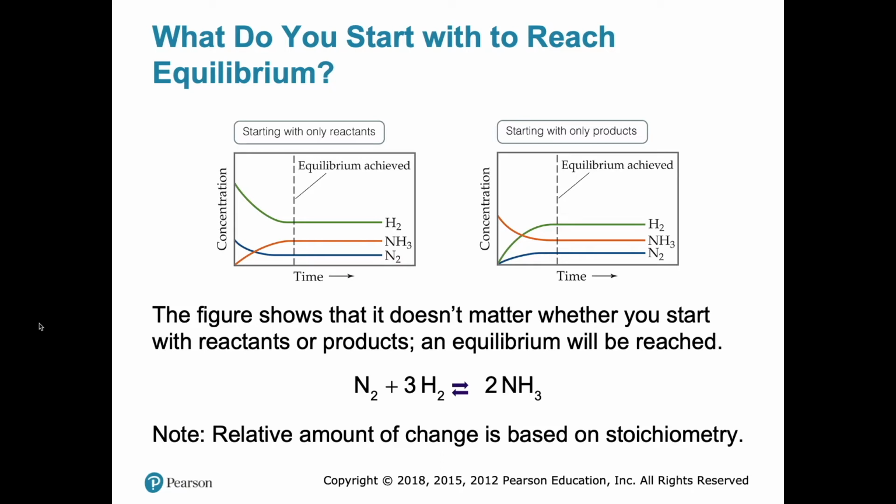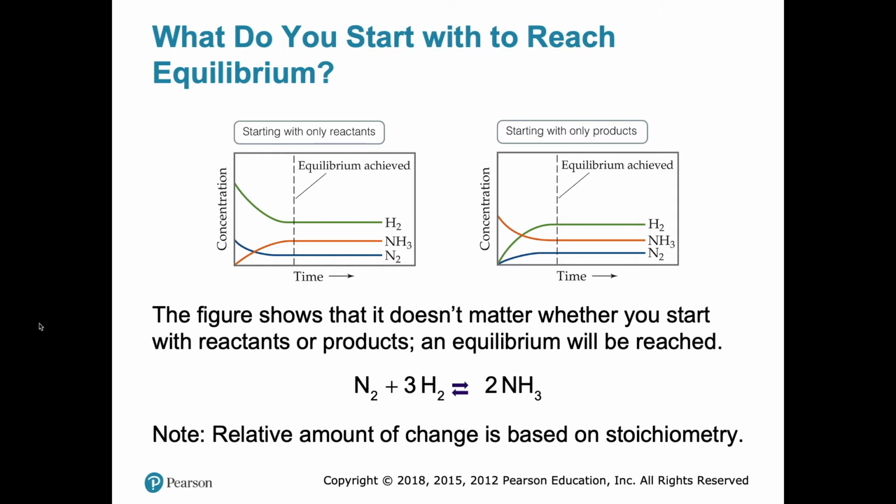What do you start with to reach equilibrium? Here, this is going to be the same thing that we saw before with the dinitrogen tetroxide decomposing into nitrogen dioxide. The only difference now is that before you had a decomposition reaction, correct? Now you have a combination reaction, okay? You have a combination reaction.